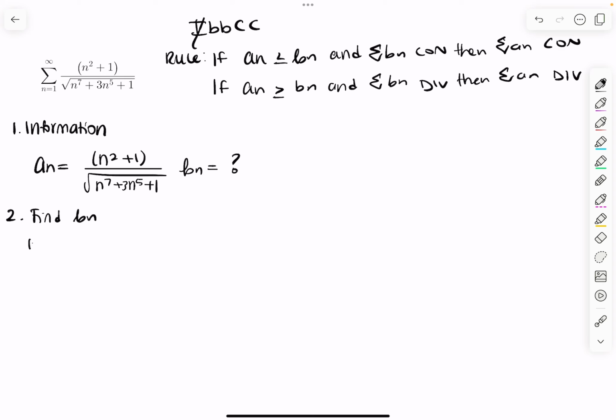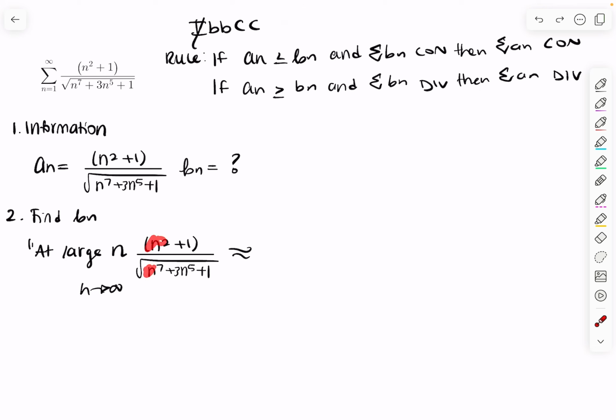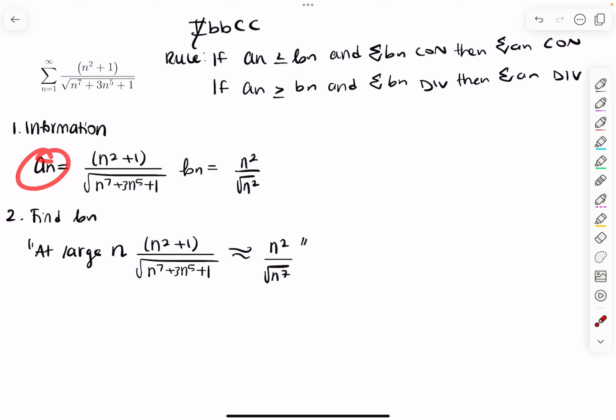How do you do that? Well, this is what I was talking about stripping away. You say at large n, and then you take your sequence up here, bring it down, and you ask yourself, what does it become as n approaches infinity? That's what this means. Again, if you plug in infinity, what is a plus 1 going to do? Nothing, so you can strip those away. And this is already infinity, so you don't need this either. So in the numerator we're left with n squared, and in the denominator we're left with the square root of n to the 7th. So this here becomes your B of n. Beautiful, now we have everything that we need to solve our problem.